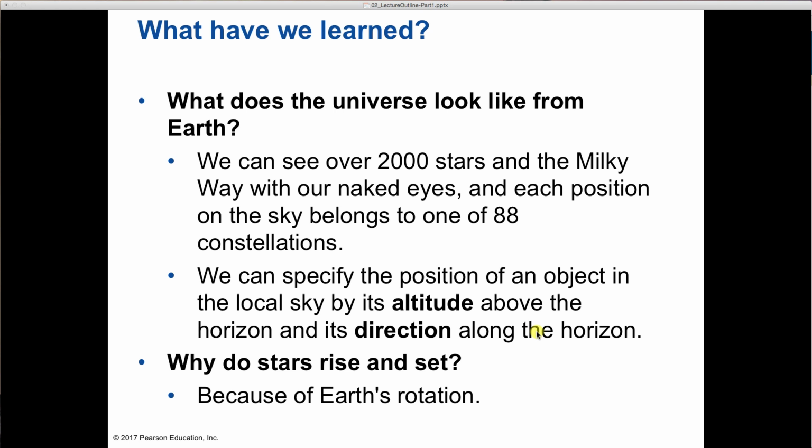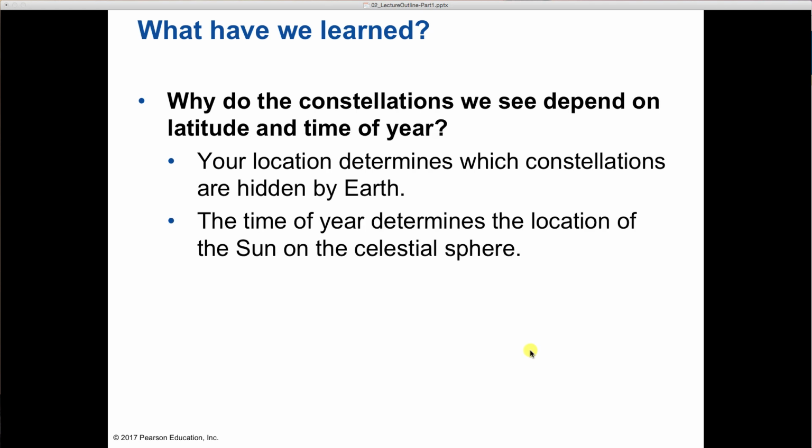On our local sky, we use these measurements of altitude and direction to describe an angle and a direction for an object in the sky. The stars rise and set because of the Earth's rotation. And the constellations that we can see on a given night depend on the time of year, because we have to look in the direction opposite the sun to see the stars at night. And that direction changes as we go around the sun.